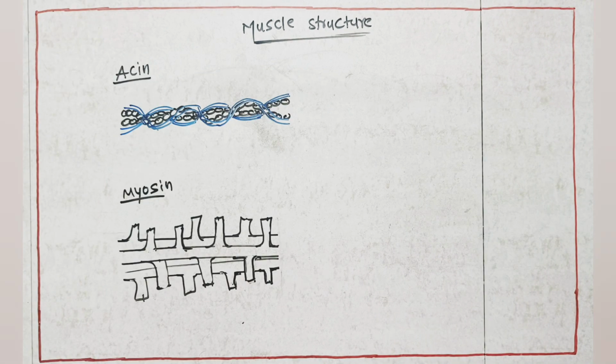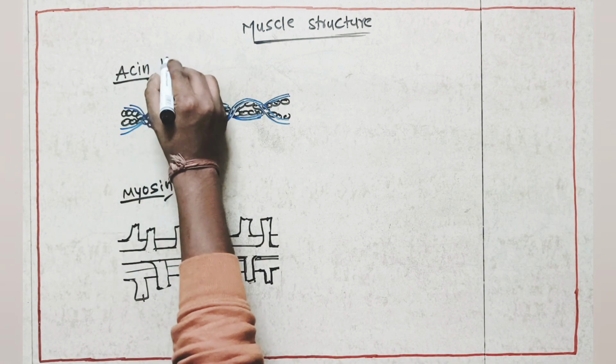Okay, so now this is about actin and myosin. Actin is nothing but the thin filament.